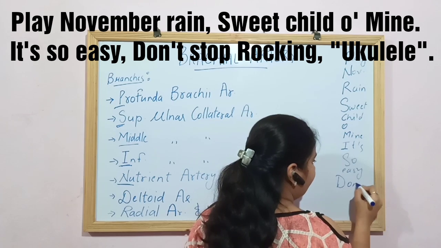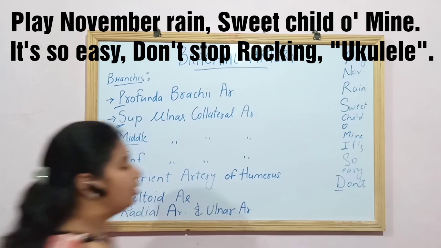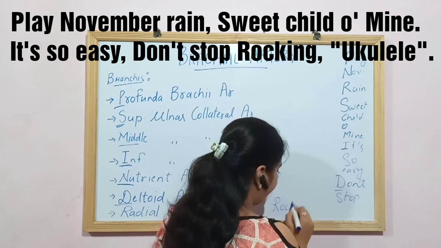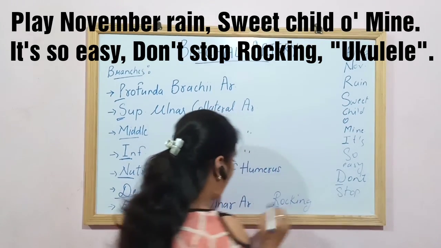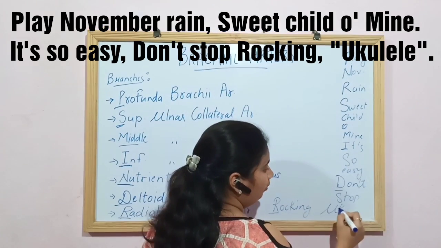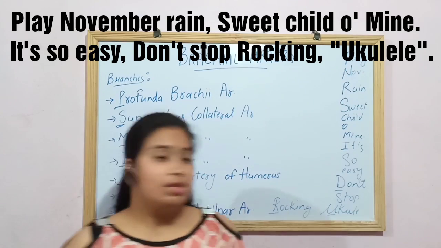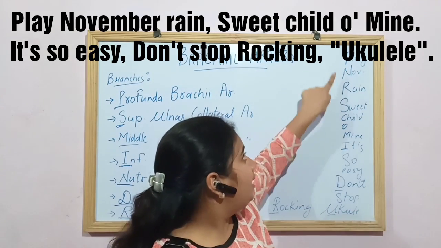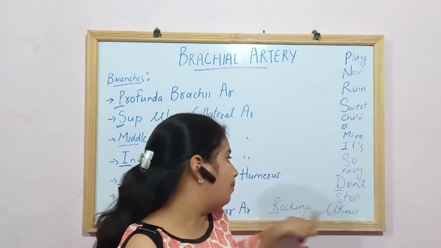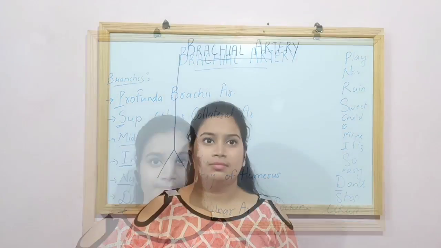Don't: D is for the deltoid artery. Don't stop rocking. R is for radial artery. Ukulele: U is for ulnar artery. Ukulele means the guitar. So, Plain November Rain, Sweet Child O' Mine, It's So Easy, Don't Stop Rocking, Ukulele assembles all the arteries.